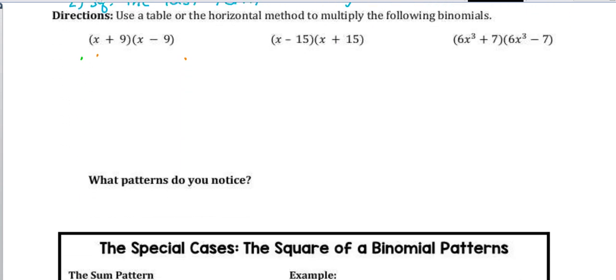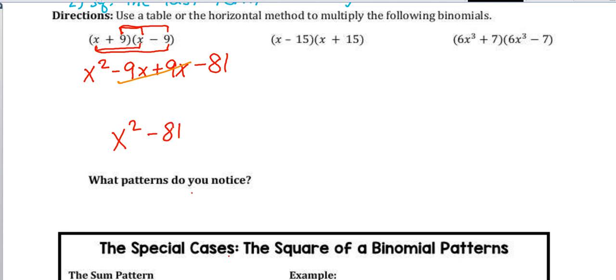All right, so now let's talk about this next set of problems. Let's first multiply them out like we did before, and we'll talk about what pattern we notice. So first, outside, inside, last. If I foil it or make a table, I have x squared minus 9x plus 9x minus 81. And guess what? My 9x's go away because positive and negative cancel out, and I'm just left with x squared minus 81.